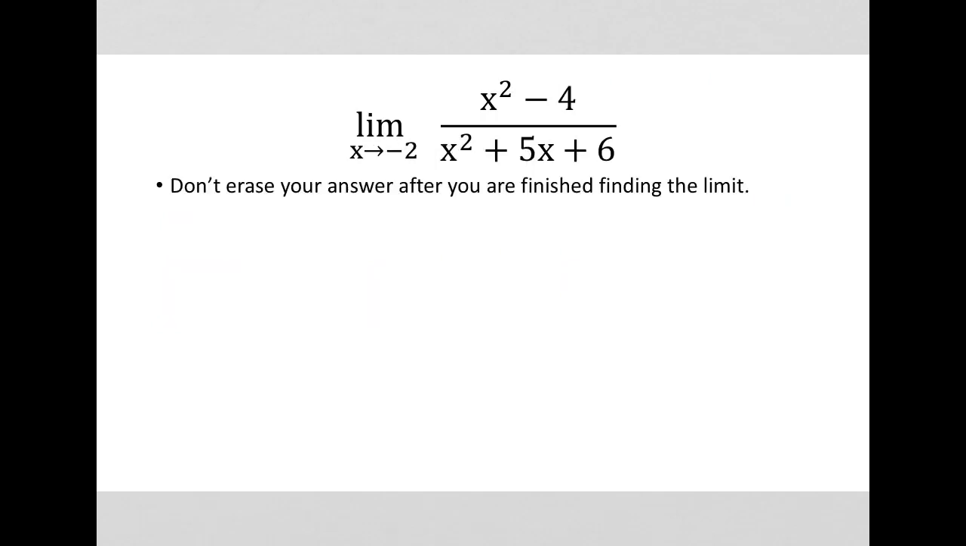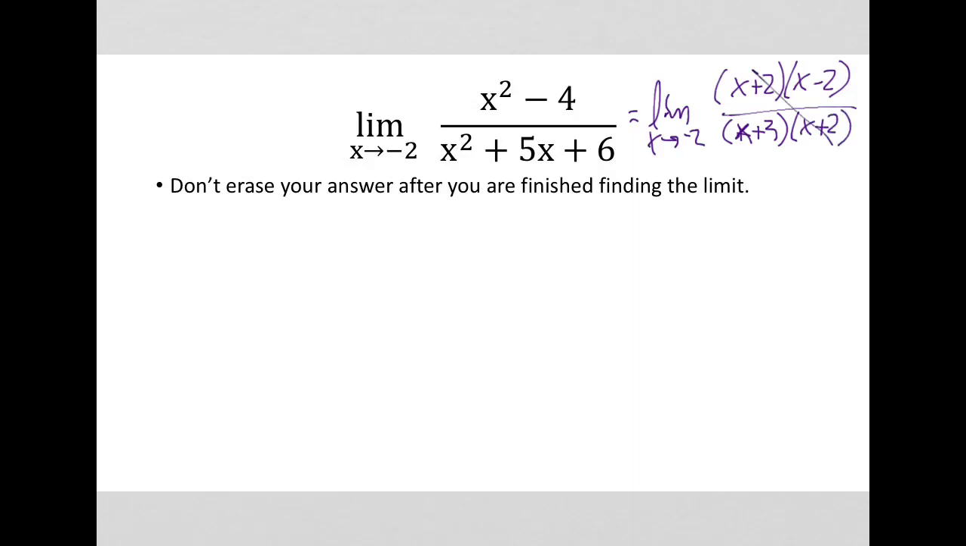Same exact situation here. This time let's factor the numerator and let's factor the denominator. So again, numerator, another difference of squares. So I'm going to get x plus 2, x minus 2. Denominator, I've got x squared plus 5x plus 6, so that's going to factor as x plus 3 and x plus 2.